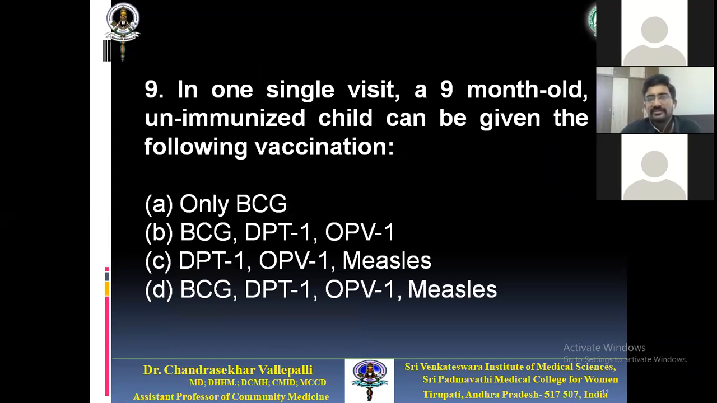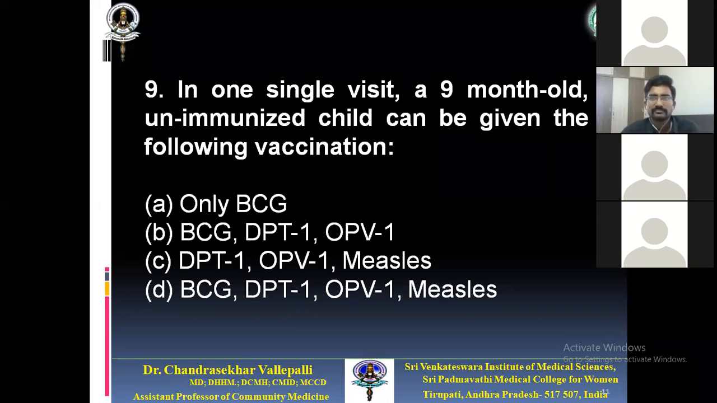Okay, ninth one. In one single visit, a 9-month unimmunized child can be given the following vaccination. That is never immunized. A, only BCG we should give to this never immunized child during the single visit at 9 months. B, BCG, DPT1 and OPV1 dose we have to give. C, DPT1, OPV1, measles. D, BCG, DPT1, OPV1 and measles we have to give. B, sir. Okay, so many voices you want to pick D. Okay, we will see which vaccines you can give. We have to add one more thing to our lecture.